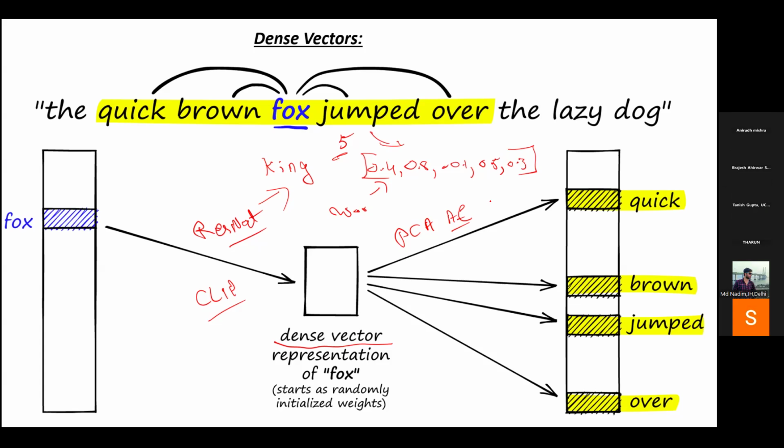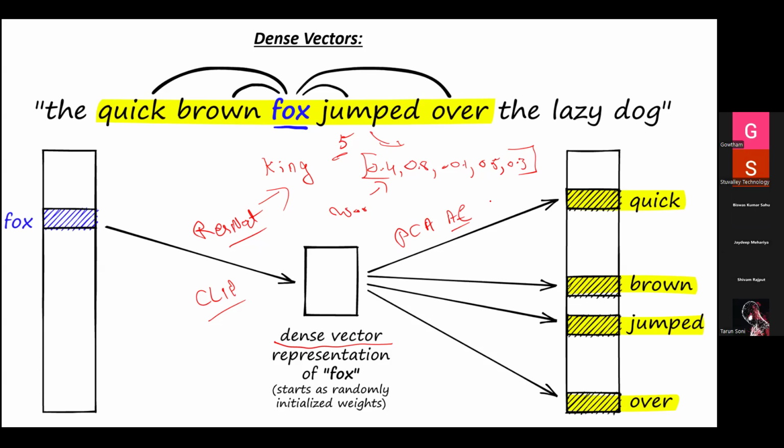After that, machine translation: people are using transformer models like BERT or GPT. And recommendation systems, like Netflix and YouTube: movies or videos are converted into dense vectors based on user preference. And even Amazon shopping, the application you are using, there also people are using dense vectors. Okay.